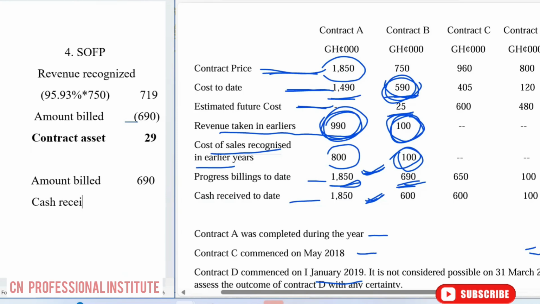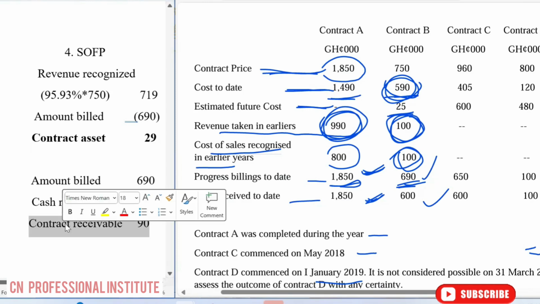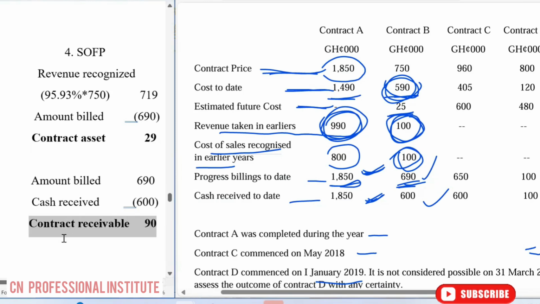So you realize that the customer will still be owing us, because we billed the customer, I'm sorry, 690. Amount billed is 690, but the customer gave us 600. So there will be a contract receivable. We have 90 to be received. So we call this one contract receivable of 90. This contract receivable of 90 will be recorded also as a current asset in our books. So that is B.